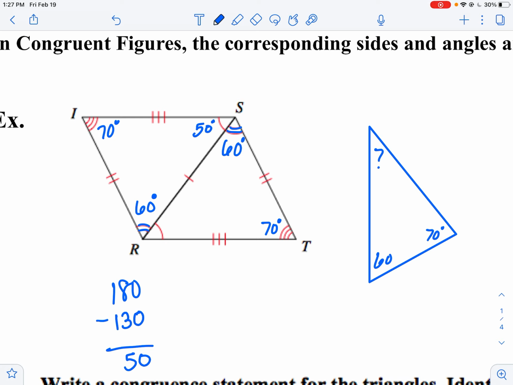So this is 50. That has 1 congruence mark on it. Then the other angle that has 1 congruence mark on it would also be 50 degrees. So I have 70 degrees, 50 degrees, and 60 degrees, and you can see there that those corresponding angles are all exactly the same. I should probably put 50 over here as well. So there's 50.